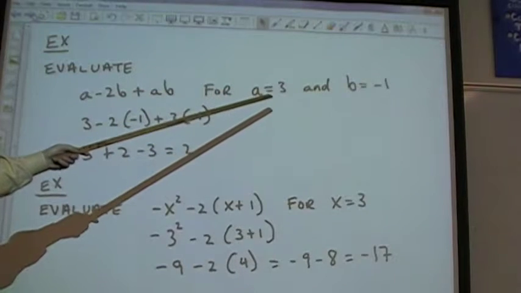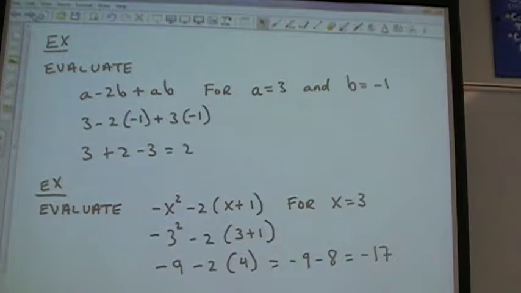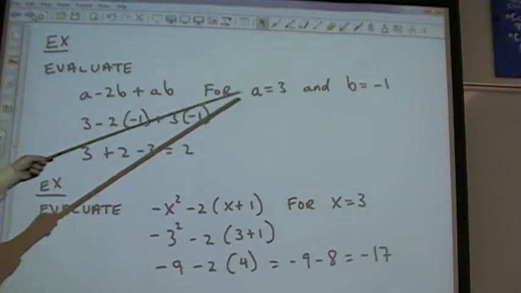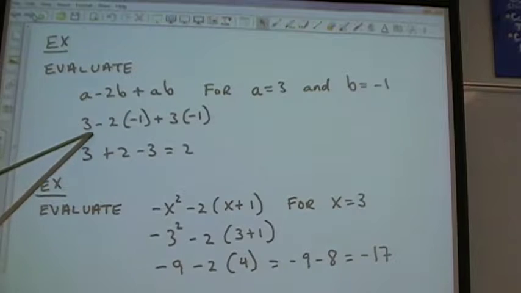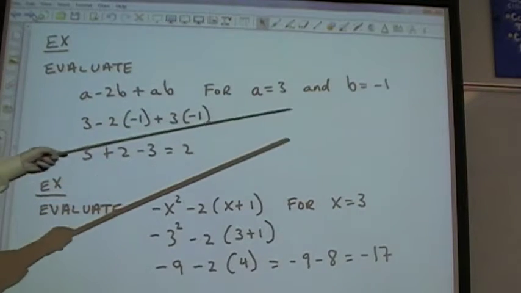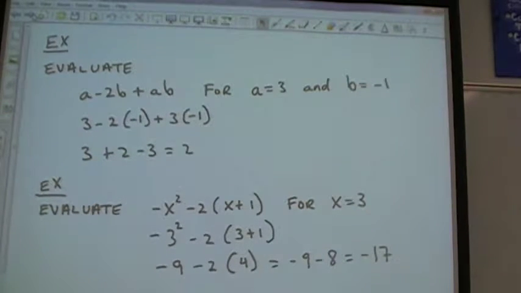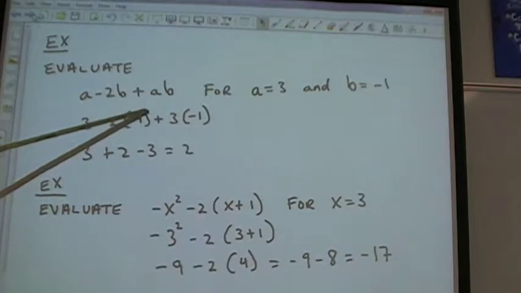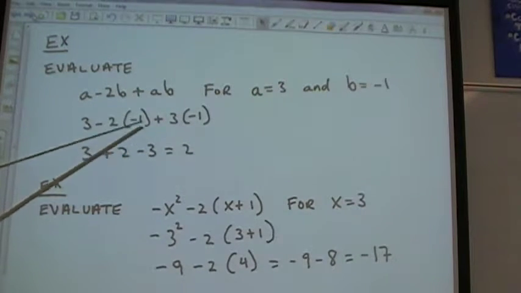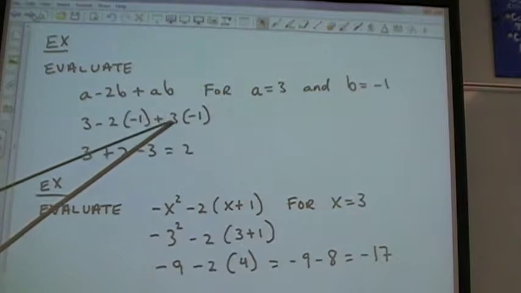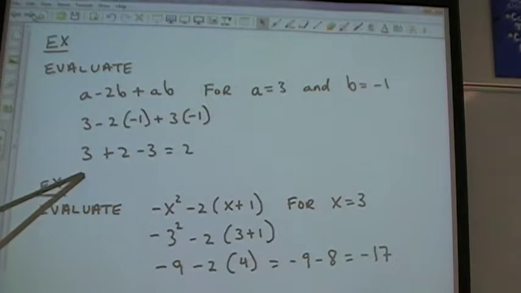A is 3, and you need to be very careful. We need to make sure we use orders of operations. The 3 goes in for A, so I have 3 minus 2 times B, which is -1, plus 3 times -1. Then using orders of operations, I simplify. 3 plus 2, because I multiply -2 and -1. And then 3 times -1 is -3. That simplifies to +2. Question.